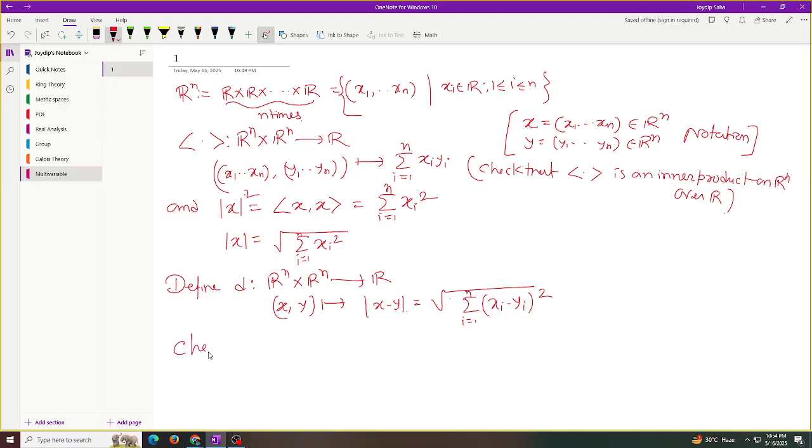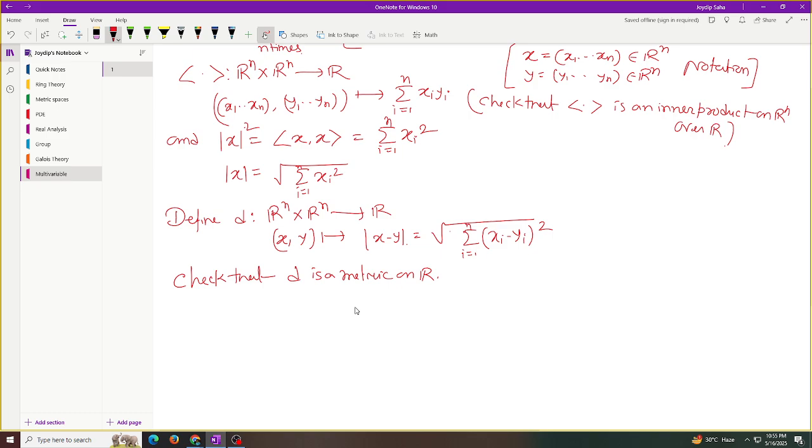Check that D is the metric on R^n. So this metric comes from the inner product. Okay, so it is also a Hilbert space. Later we will see what this is. Just this metric comes from the inner product or norm for right now.